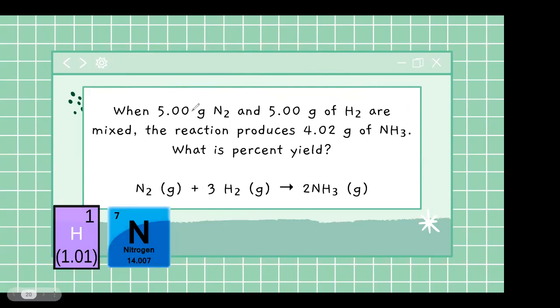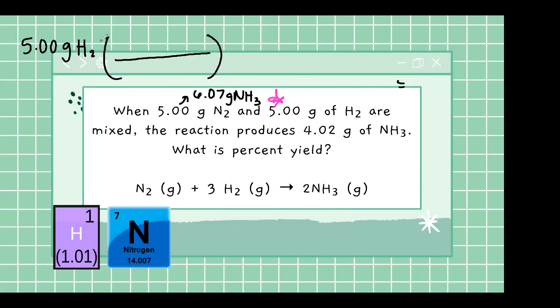So we'll just write it up here. We have this produces 6.07 grams of NH3. The thing about these problems is that it's literally not over. You have to do it again for H2. So we put 5 grams of H2.